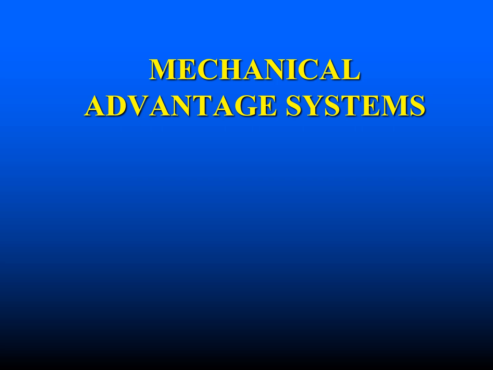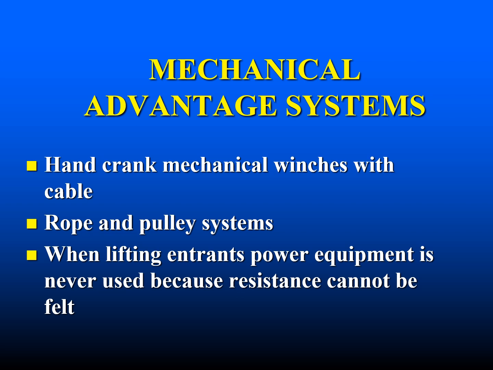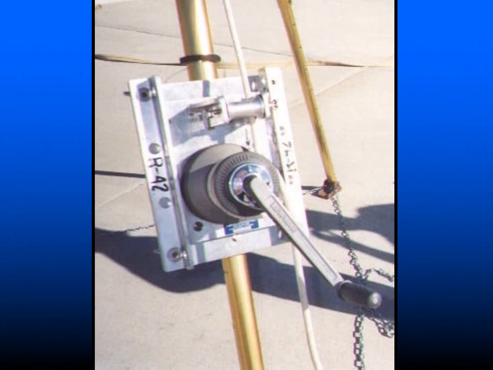Let's talk a little bit about mechanical advantage systems. We can use hand crank mechanical winches with a cable, or we can use rope and pulley systems. When lifting entrants, power equipment is never used because resistance cannot be felt. Here's an example of a hand crank mechanism. Another shot of a hand crank used in confined spaces. You can see it in conjunction with the tripod.